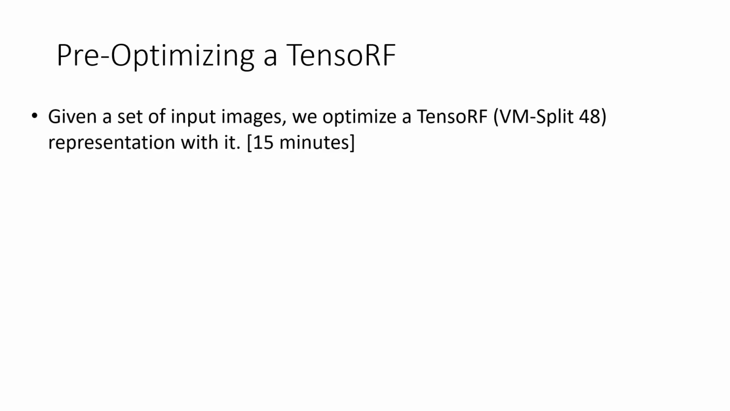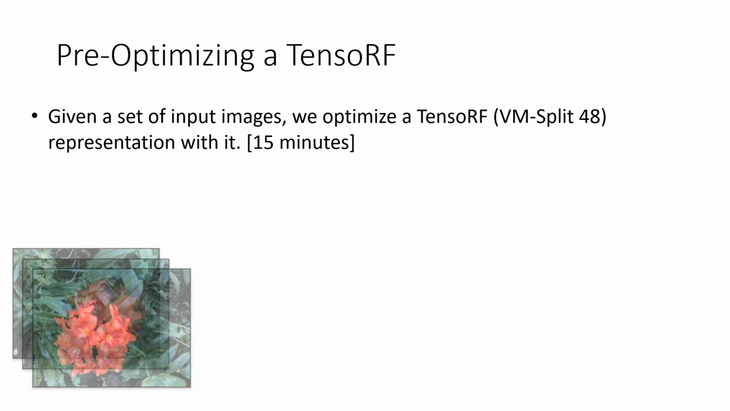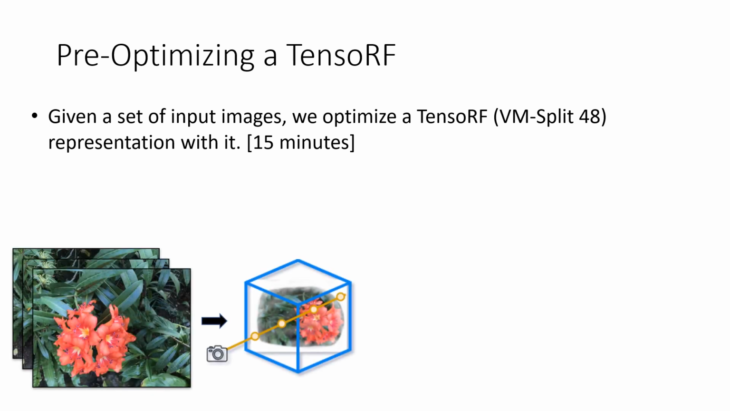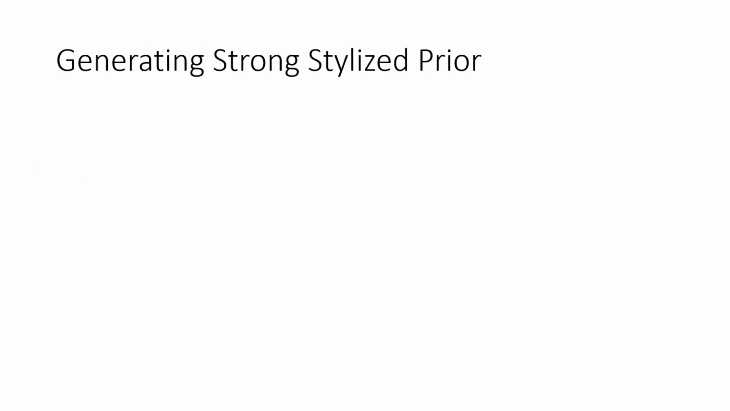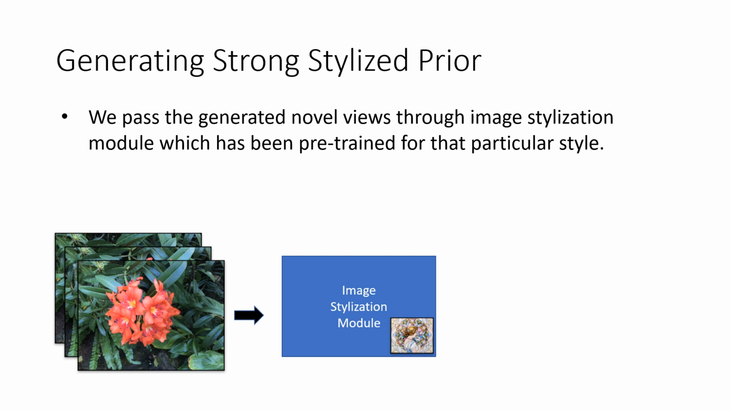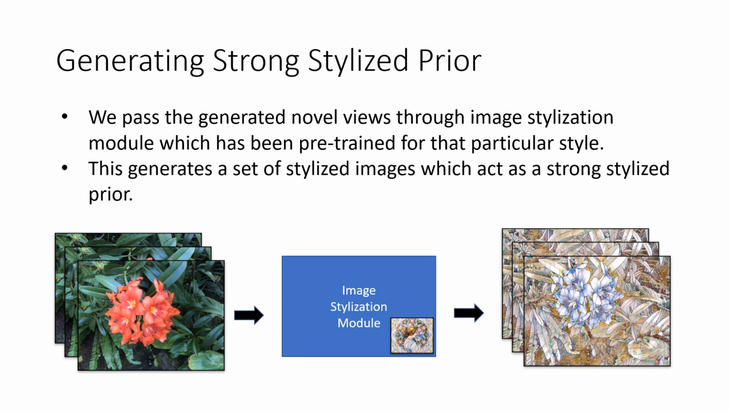Concurrently, we optimize a TensoRF representation for our underlying 3D scene. This takes 15 minutes. With this, we can now generate real-world novel views for our scene. We pass the generated novel views through the pre-trained image stylization module for a particular style. With this, we obtain a strong stylized prior for the appearance optimization.